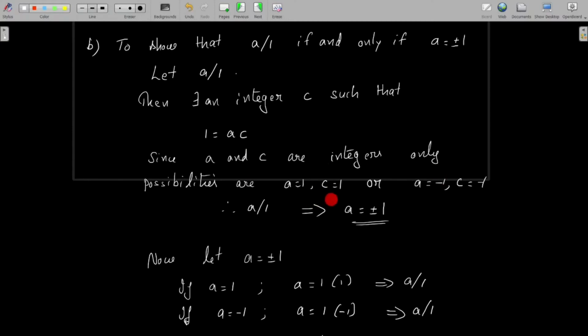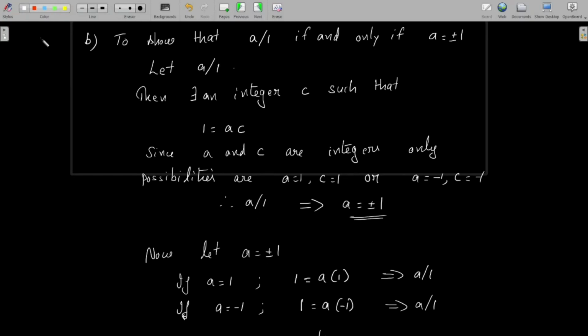a equals 1 and c equals 1, or a equals minus 1 and c equals minus 1. Considering these two possibilities, either a equals 1 or a equals minus 1. Therefore, a divides 1 means that a equals plus or minus 1.